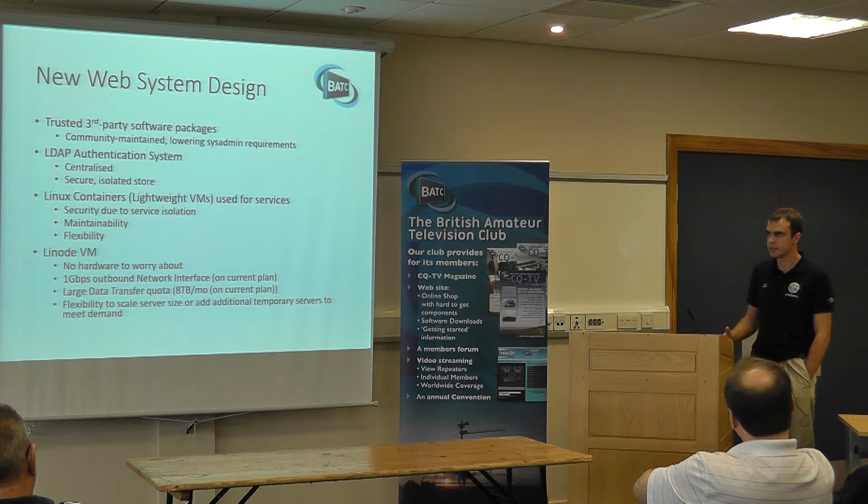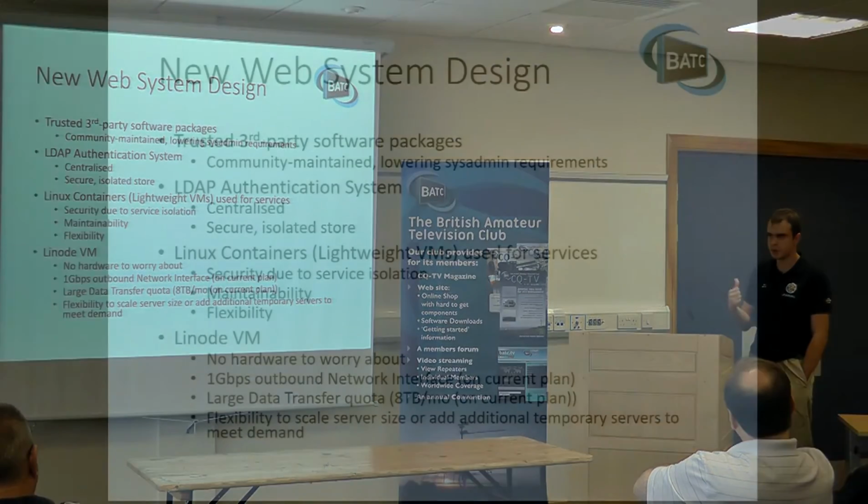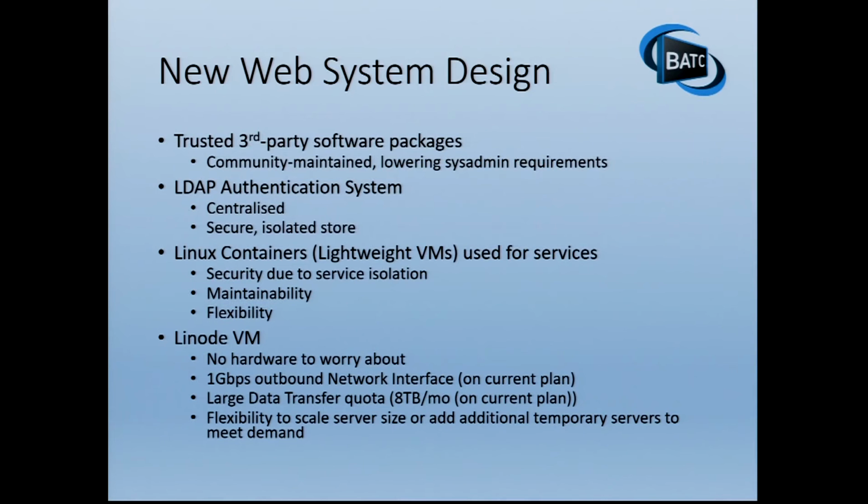The other thing is, with the plan we're looking at, we get a 1 gigabit outbound network interface, so a lot more streaming capacity, 10 times the amount. And we could go more, I'll talk about that later. Large data transfer, so 8 terabytes a month, which is easily enough for all the video streaming. And the virtual machines means that we can add new machines, or we can scale the machine we're using up in a matter of minutes, with minutes of downtime, and all done remotely from our own laptop at home.